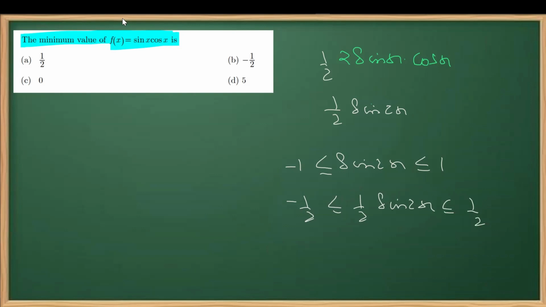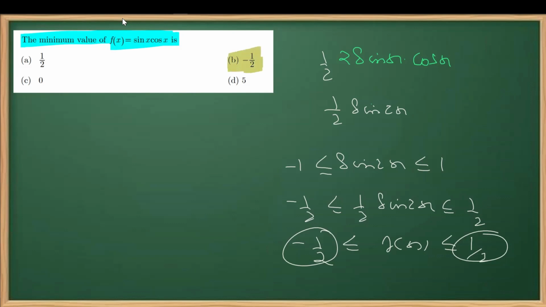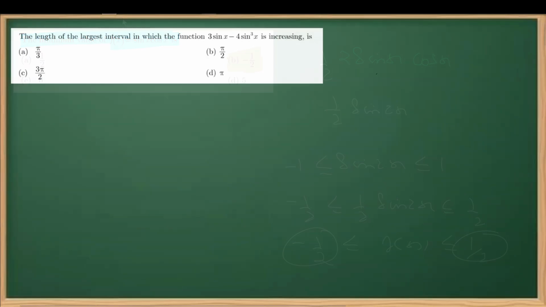This is f(x) only. So we can say from here that f(x) has the minimum value as minus half and the maximum as half. But then we just had to find out the minimum value, and as you can see, minus half is the correct answer in this case.